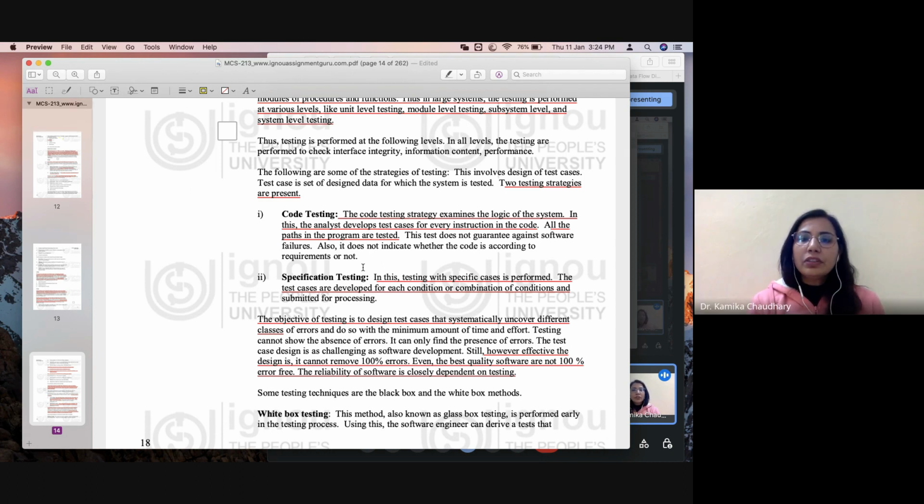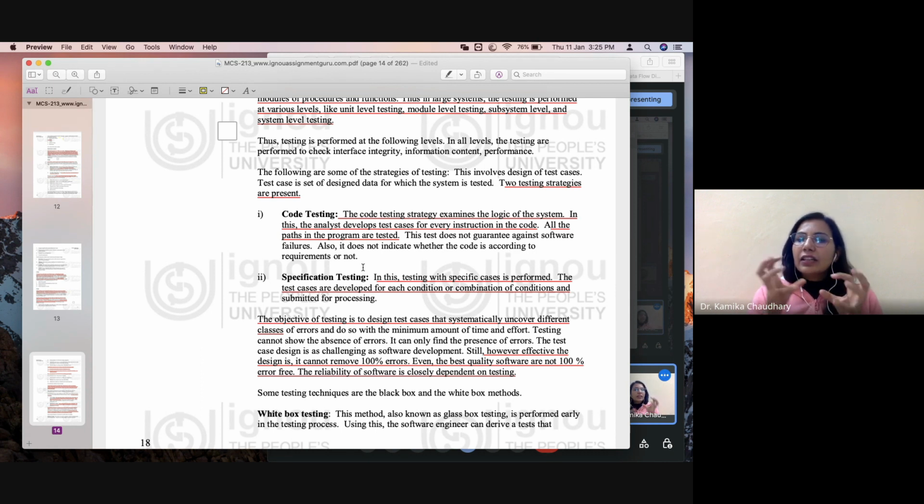Fine. So there are two testing strategies: code testing and specification testing. What happens in code testing? Code testing means every instruction that is written into your code. Whatever programming language is used, you write the instructions, you do the coding part. Everything is being checked and tested in your code testing phase.